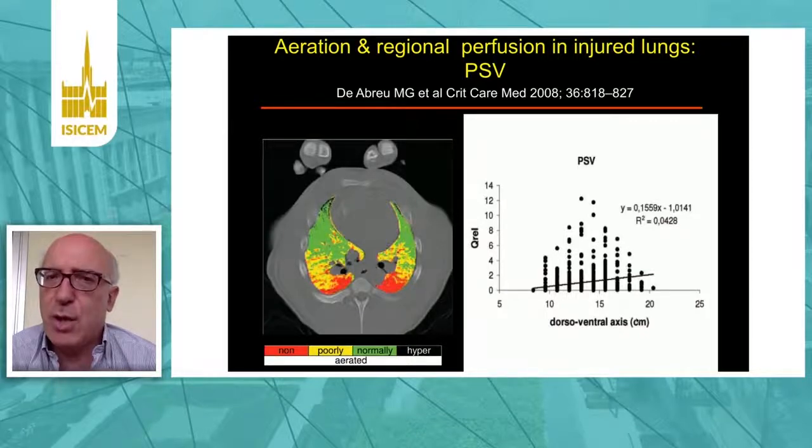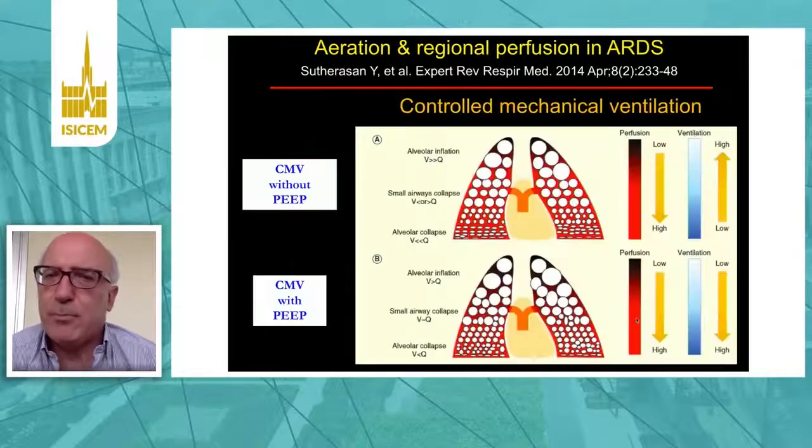So this is the connection between recruitment and improvement in oxygenation, according to the distribution of regional perfusion. So overall, how are aeration and regional perfusion in RDS?